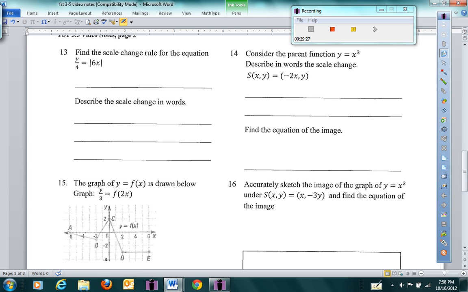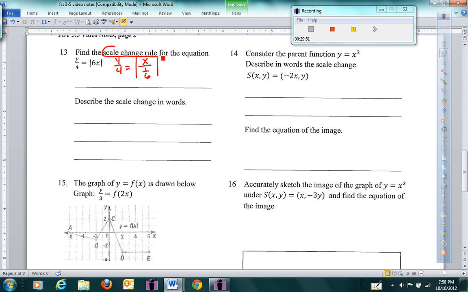All right, it says we're going to find the scale change rule for this equation. And notice the equation is almost in stacked fraction form. Y divided by 4 looks really good. But over here in the grouping symbol, we need to get this written not multiplying by 6, but multiplying by 6 is the same as dividing by 1/6. It's asking us to find the rule. When it asks you to find the rule, you're going to start with f, x, comma, y. And that rule is going to be ax, comma, by.